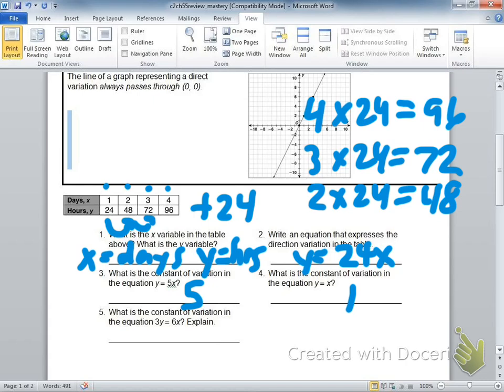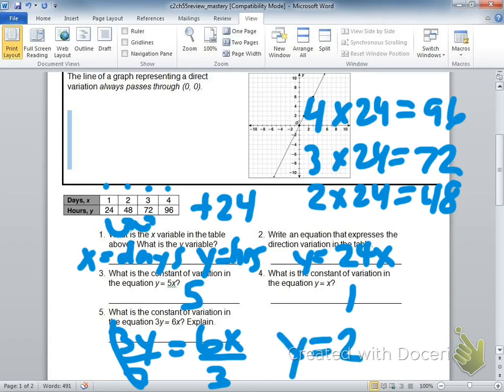Ooh, this one's tricky. Number 5. What's the constant variation of the equation? Well, there's a 3 in front of the y, and I can't have that. So I need to do 3y divided by 3 to get rid of the 3 in front of the y. And whatever I do to one side of the equation, I do to the other. So what's 6 divided by 3? 2. That's correct. So the constant variation is 2.